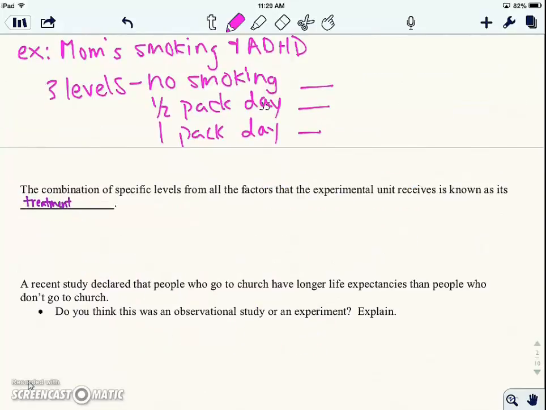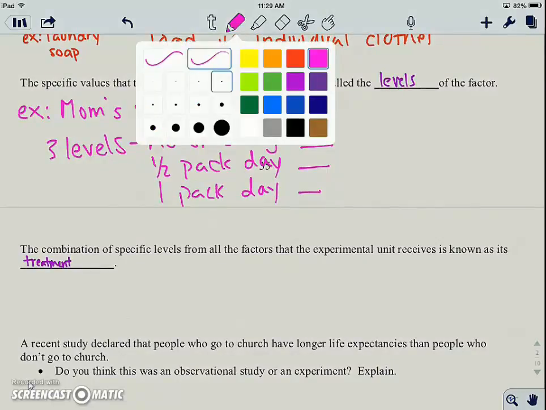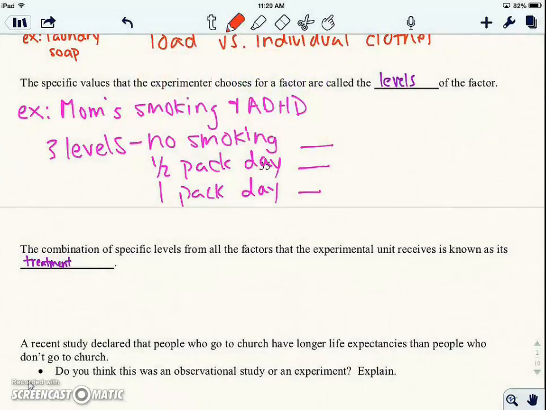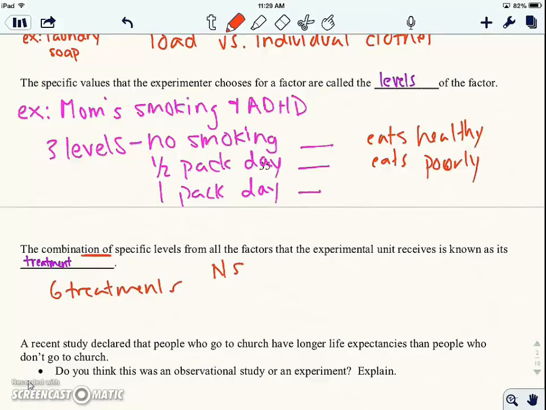The combination of specific levels from all factors that an experimental unit receives is known as the treatment. So we could go back here and say, what if also the mom, I don't know, eats healthy or eats poorly, poor nutrition. A treatment would be a combination of these. So in this case, we would have 6 treatments, because you could no smoke and eat healthy, or no smoke and eat poorly. You could half a pack and eat healthy, half pack and eat poorly, or you could 1 pack and eat healthy, 1 pack and eat poorly. So those are treatments, and you're going to want to look at examples of that in your book.